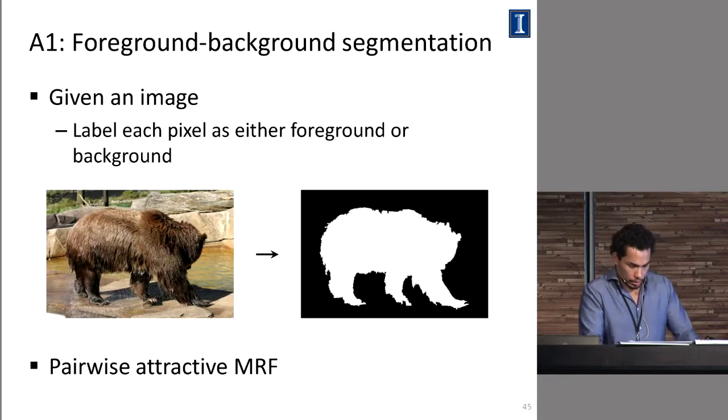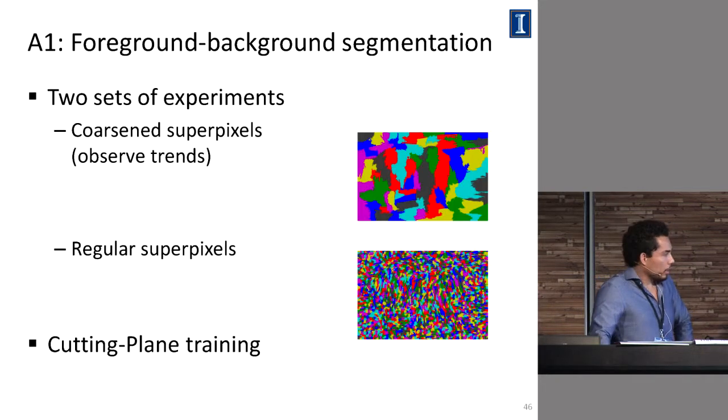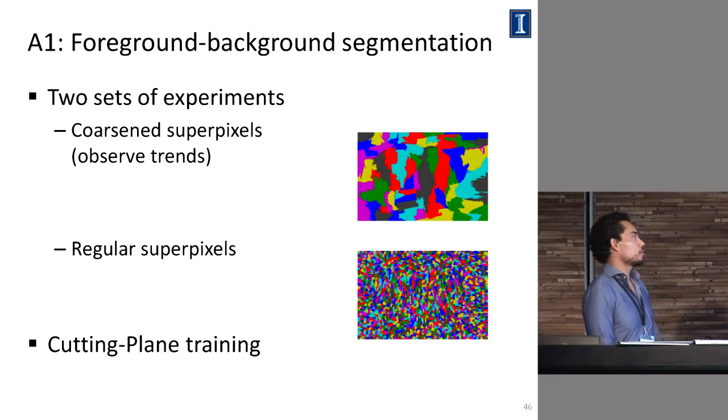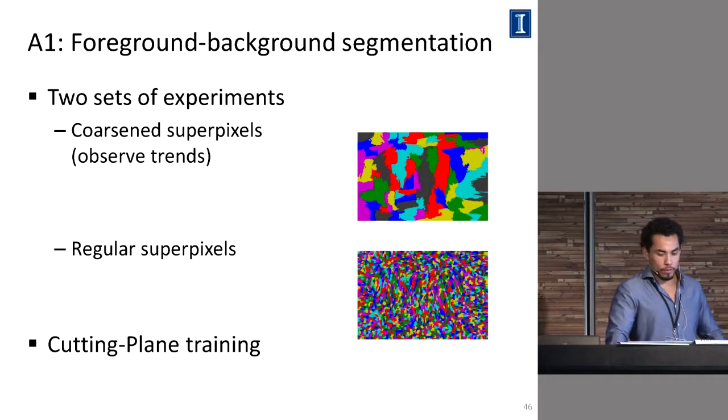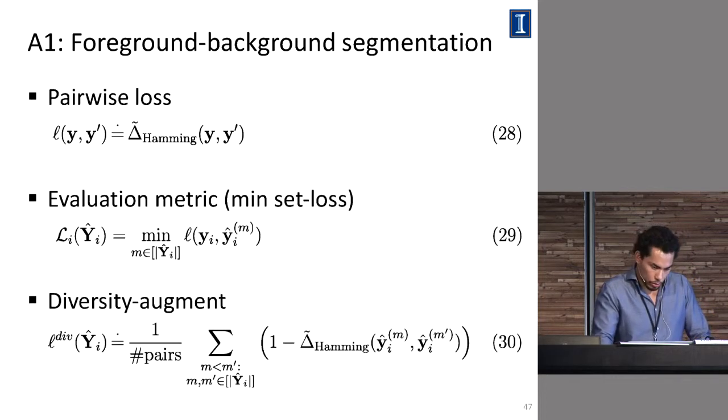So the first task, again, is just binary segmentation of images. We have a pairwise attractive MRF. And we split the results into two sets. So what we do is that we compute superpixels to make things a little more efficient, to have fewer things to label. And in the first set of experiments, we had very coarse superpixels, as shown above. And for the regular task, we wanted to have finer superpixels.